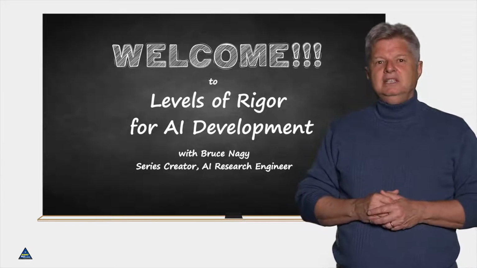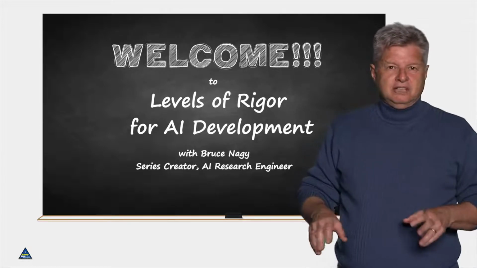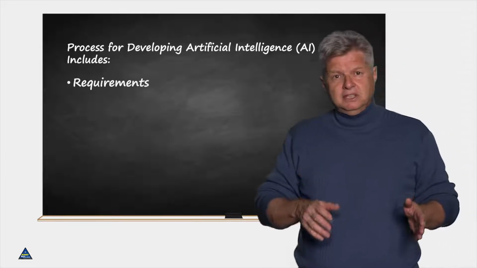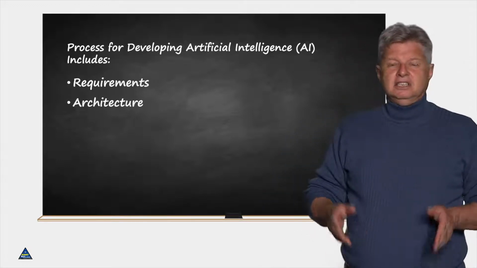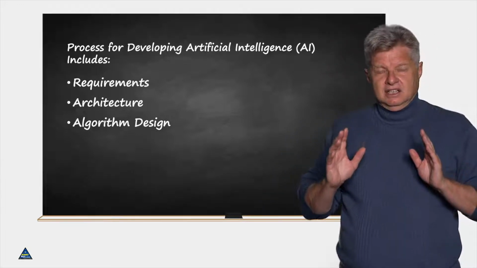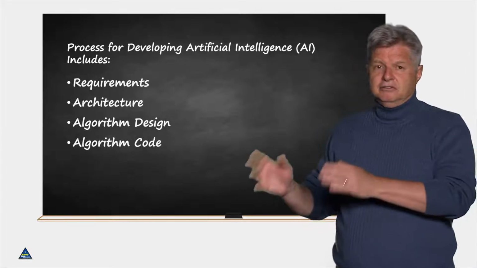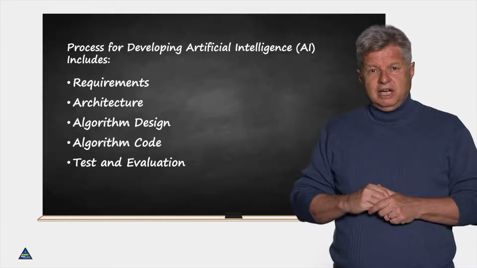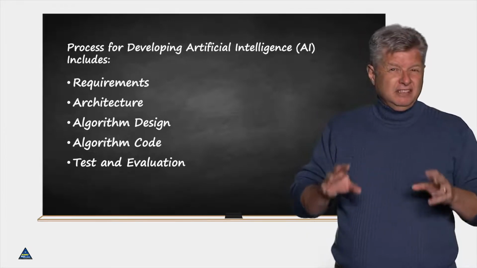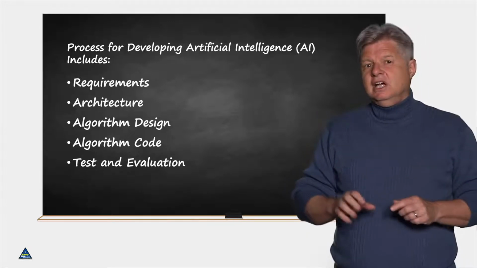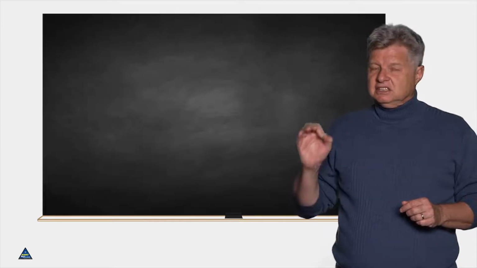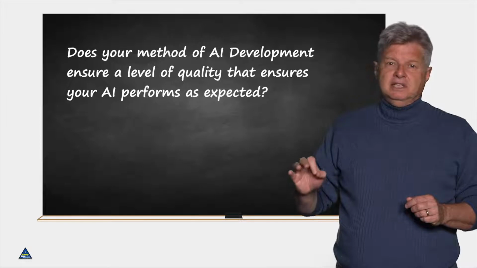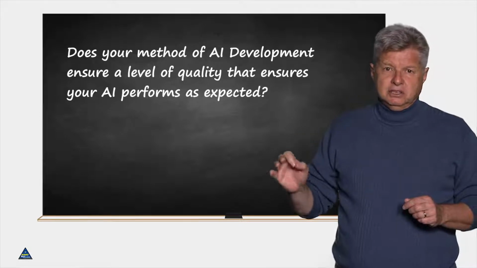Well, that really means it's about how to control the process of developing AI. So that process includes requirements, it includes architecture, it includes algorithm design, algorithm code, and finally tests and evaluation. And so why is this important for you to watch? It's important for you to watch if you want to make sure that your artificial intelligence development is a quality level of development and it meets expectations when you're done.